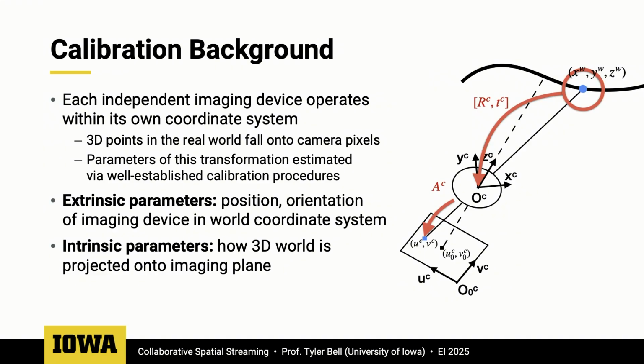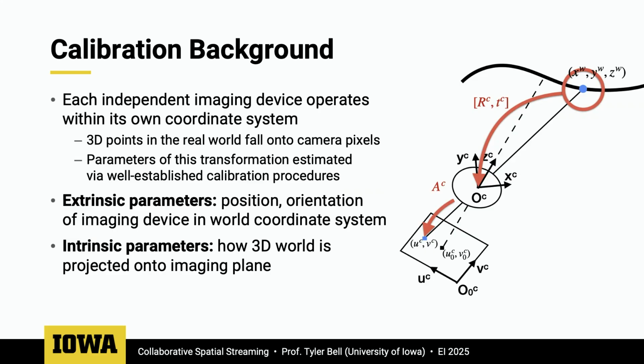And we can see in the image on the right, there's this point in the real world, XYZ, that goes through some lens and then onto the imaging plane. And there are some parameters that govern this transformation. This is a simplified model, but these parameters, of course, through these calibration procedures can be estimated. For our purposes, we need extrinsic parameters, which govern the position and orientation of the imaging device in relation to the world system, and we need the intrinsic parameters, how the 3D world is projected onto the imaging plane.